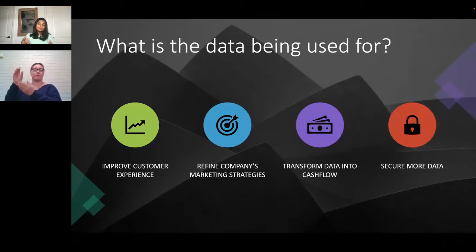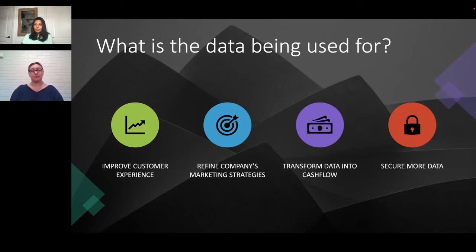And the fourth being, of course, collecting more data. So with more engagement, with better customer experience, with better marketing strategies, there are going to be more users coming onto the platform, and that means they are going to collect more data. More data is going to help them build their business as you would know it.